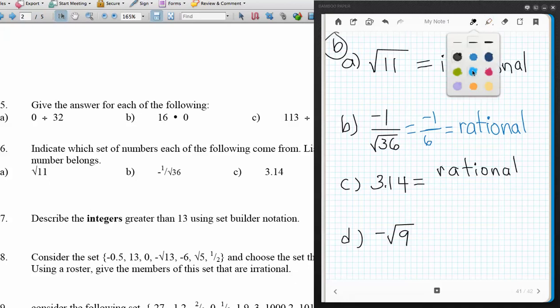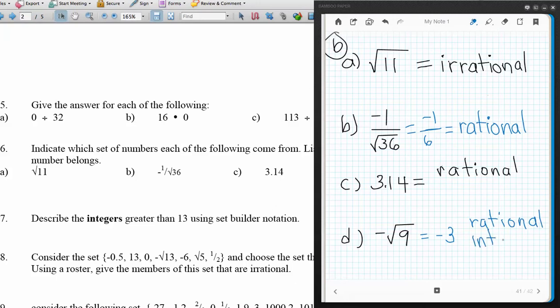Finally, moving down to my part D. Again, we have a radical, but this one is not irrational. It is again rational because 3 times 3 gives you 9. So the square root of 9 is 3, and then it's a negative number out here. So this one is a rational number, but it is also an integer. So this is both rational and an integer. Recall that integers are the positive numbers and their opposites and 0. So this one is an integer.